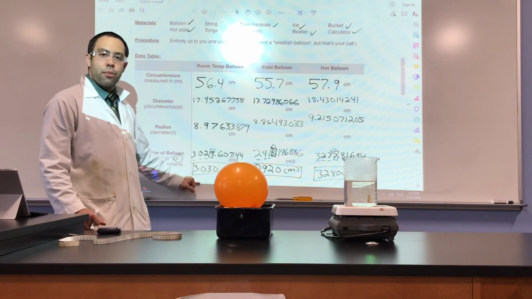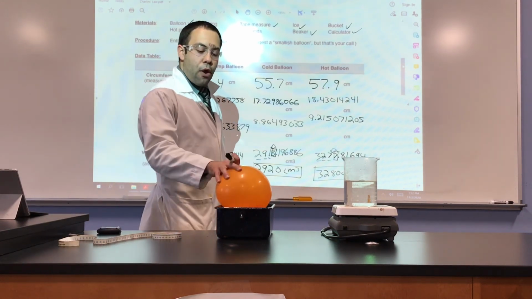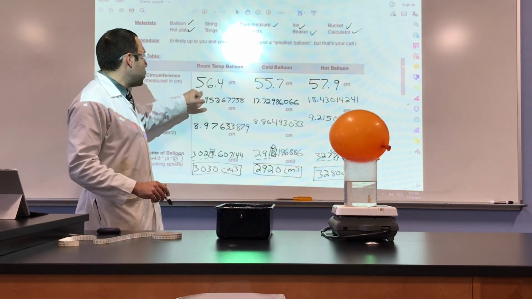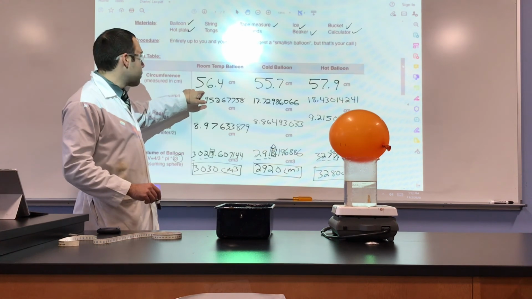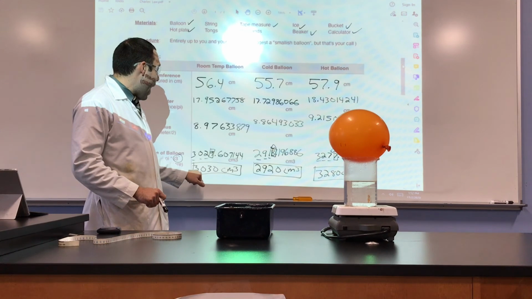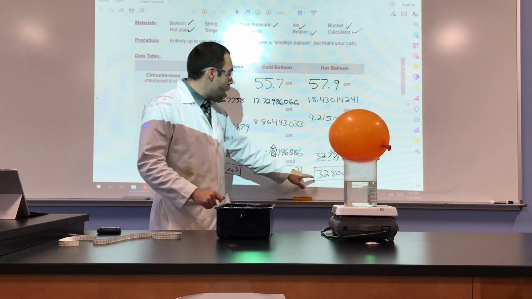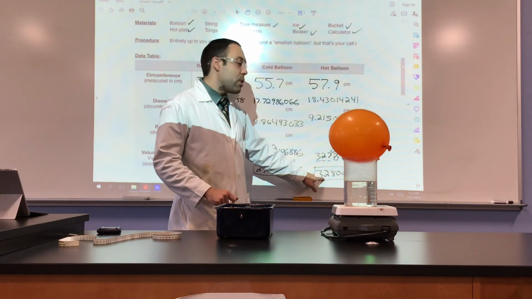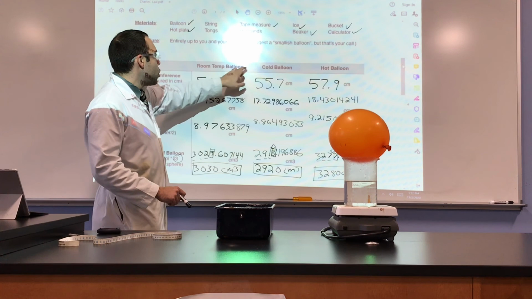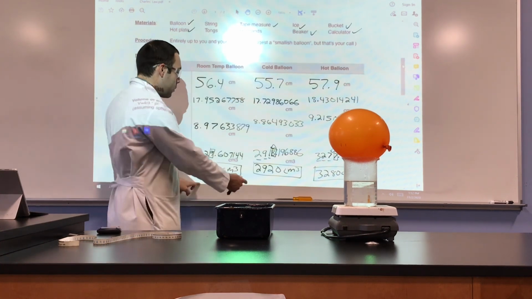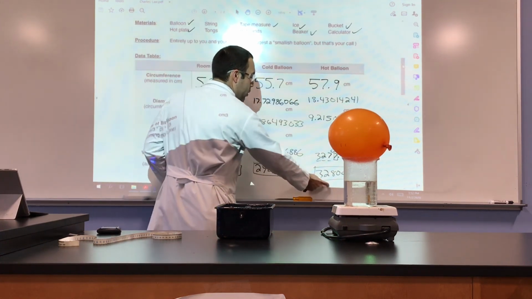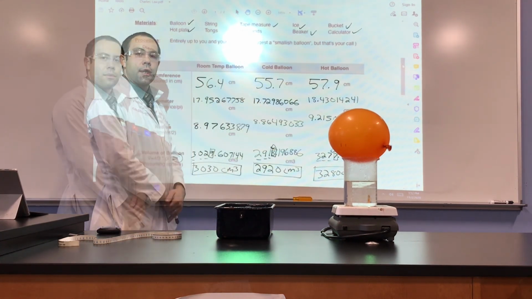We didn't start from our original position. We went immediately from the ice to the hot water bath, and not only did the balloon go back up to its starting circumference, but it surpassed that. So not only did it go back to 3,030 cubic centimeters, but it went beyond that to 3,280 cubic centimeters. So here, with the cold, the volume decreased, and with the hot temperature, the volume increased.